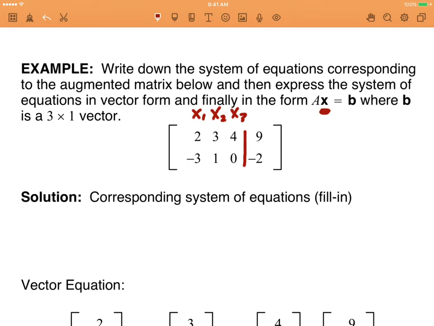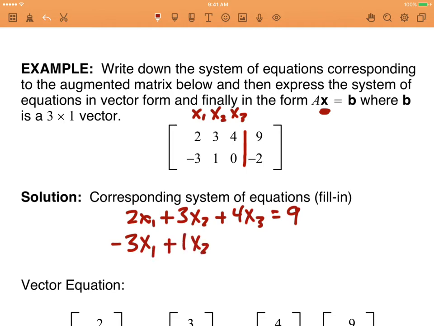So it corresponds to the system 2x1 plus 3x2 plus 4x3 equals 9. And the second row gives us negative 3x1 plus 1x2. And you can skip writing this, it's plus 0x3. I'll put it here because it'll help for the other ways of writing it below. Okay, so those are what we started the semester with.